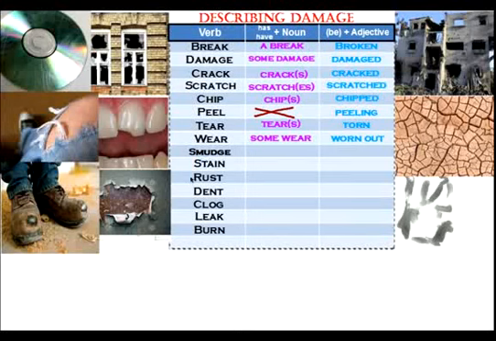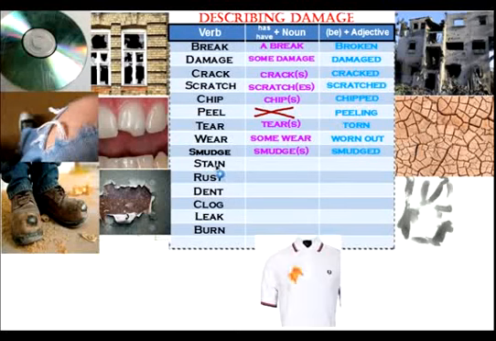Smudge. So if we look over here, what's wrong with the wall? It has smudges, or it has a smudge, or it is smudged. Okay? So that's when there's like a stain, it's like dirt that's on the wall, basically. We use it a lot for like the wall and maybe the floor to say that it's smudged or it has smudges.